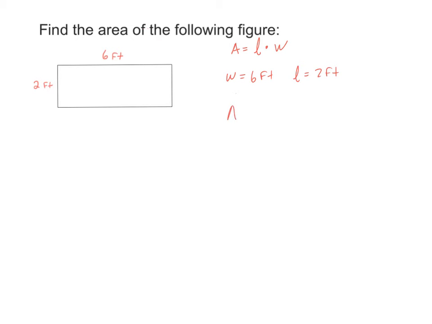So we have area equals 2 feet times 6 feet, and that gives us 2 times 6, 12, and feet times feet gives you feet squared. And we are done with this problem. Now I need you to raise your hand to tell me that you're finished with the third part of this video, and that way you can get credit.